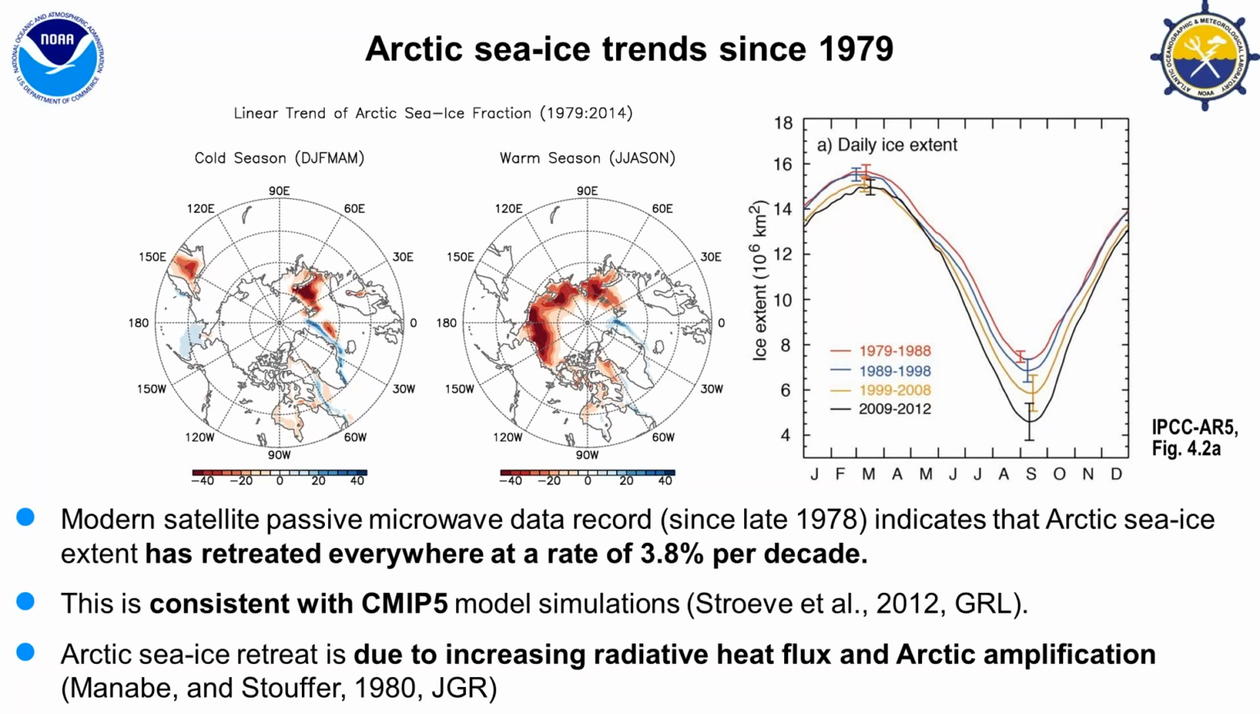It's mostly consistent with the model predictions for the 21st century, according to this paper by Stroeve et al., 2012. And of course, this reduction of the sea ice is due to the increasing radiative heat flux into this region, but mostly due to the Arctic amplification that a lot of us are familiar with.